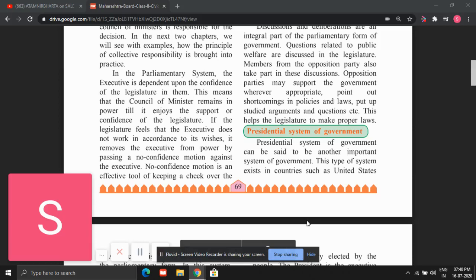How? By passing a no confidence motion against the executive. Now, what is a no confidence motion? It is a statement of vote which is given against those executives who do not perform according to the legislature. So, a no confidence motion is an effective tool of keeping a check over the executive.